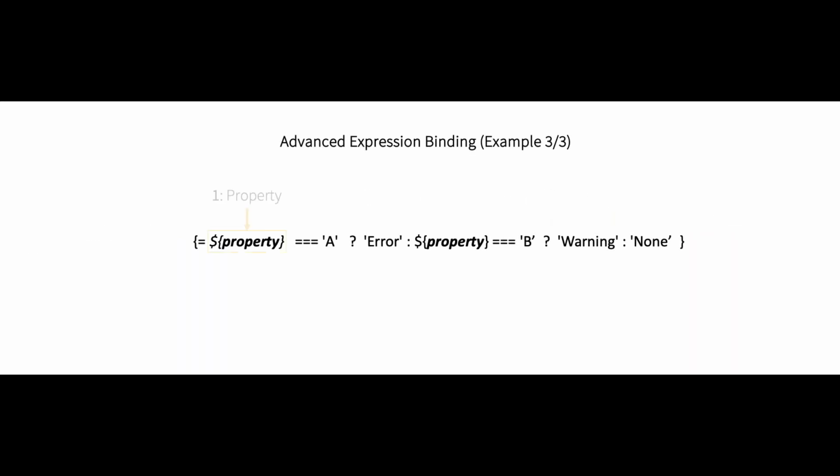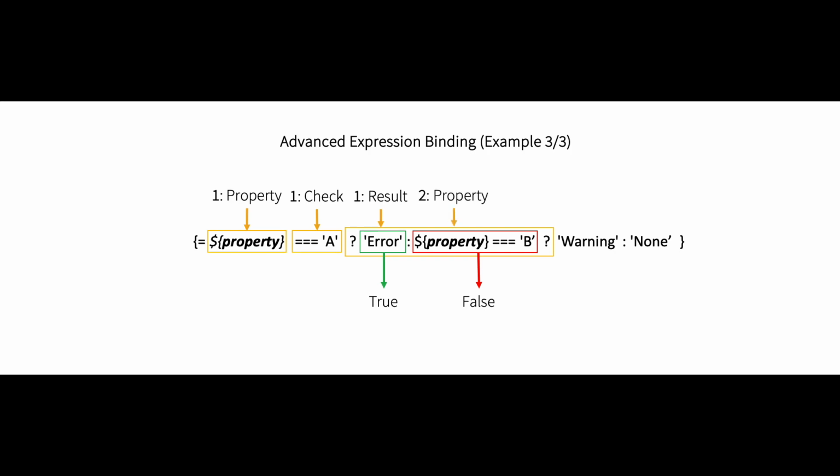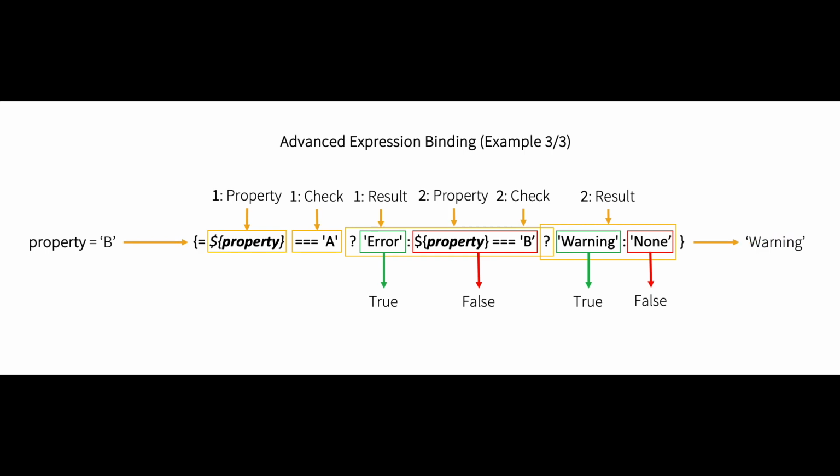Finally, here's a more complicated expression binding with a single property which is checked once. The result could be true or false, and if it is false, we can run another check with a different value and we can return a separate result with a true or false. So in this case, if we input the value B, the output will be warning, as the second clause is true.